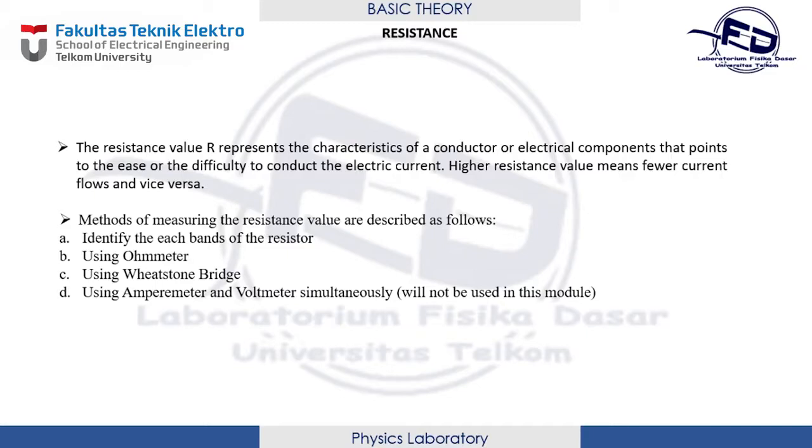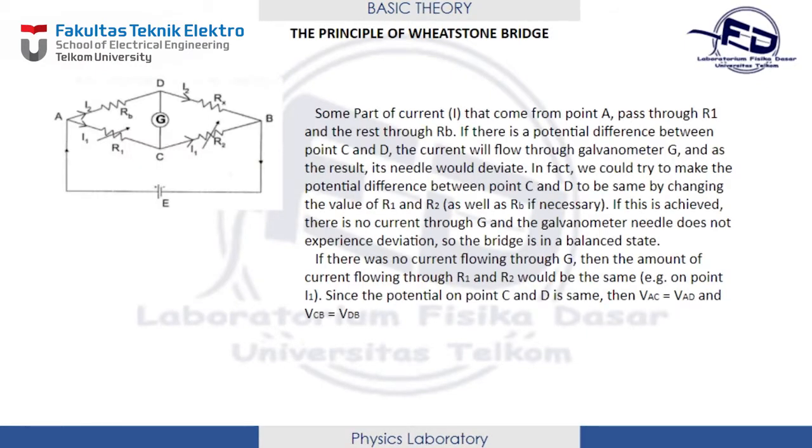There are several methods for measuring the resistance value. First is identifying each band of the resistor, and then using an ohmmeter, using the Wheatstone bridge, and using an ammeter and voltmeter simultaneously. But in this module, we will not use the fourth method. Second theory is about the principle of the Wheatstone bridge.